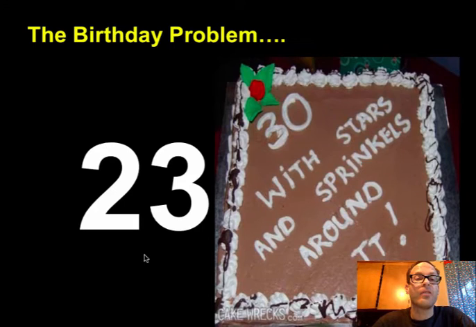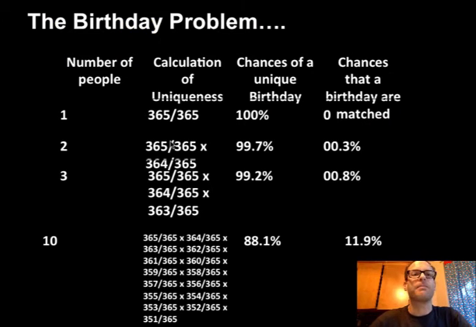You only need to have 23 people in a room in order to make it more likely than not that two people share a birthday. How does this work? By the way, this is just a little cake here. This is a cake rack. Someone obviously didn't read the instructions, but okay, just a little brevity.